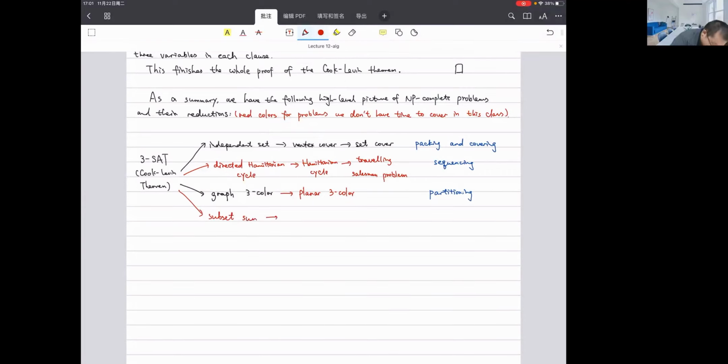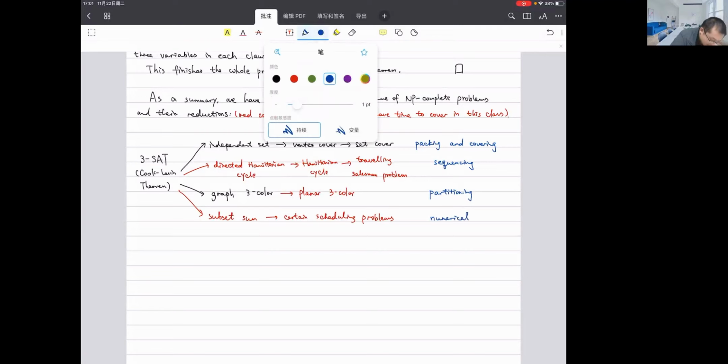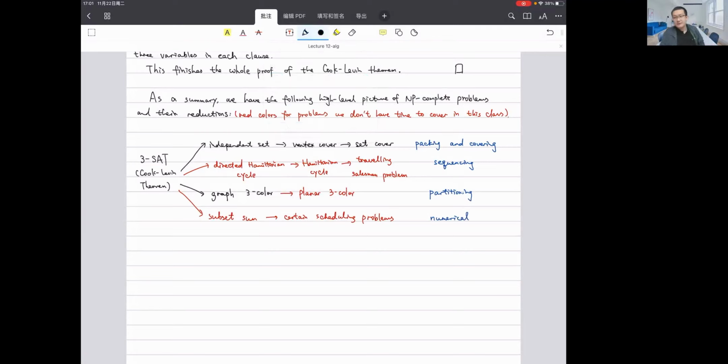We have talked about the weighted interval scheduling problem, but for a lot of scheduling problems, it is in general quite difficult. Such problems fall into the category of numerical problems. So there are so many NP-complete problems in different domains. They don't have to be Boolean problems; they can be graph problems, scheduling problems, and so on.